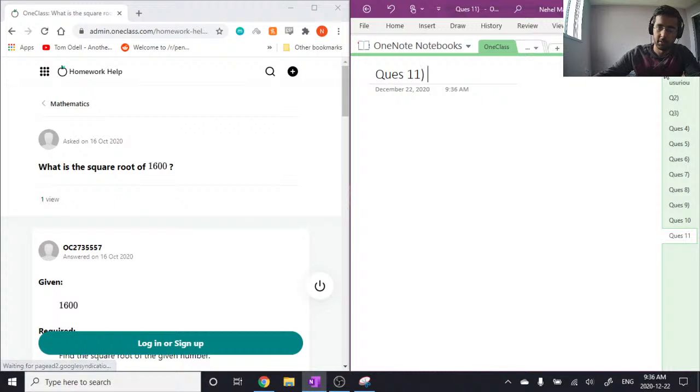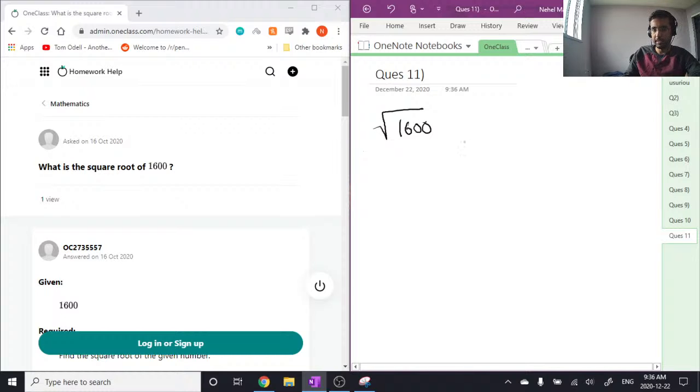Question 11. We have another square root question. What is the square root of 1600? Okay, so 1600 would have a long factor tree. So instead of factoring 1600, which is somewhat of a big number, let's do it this way.